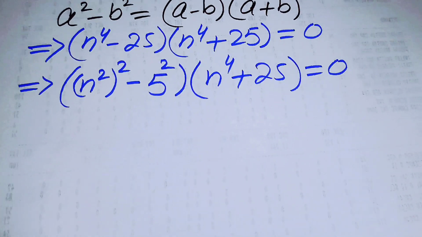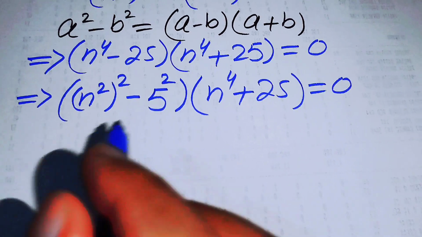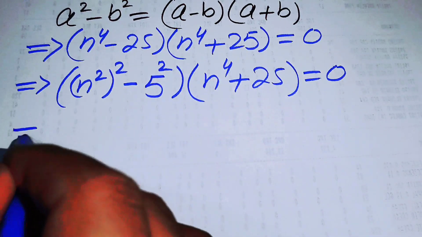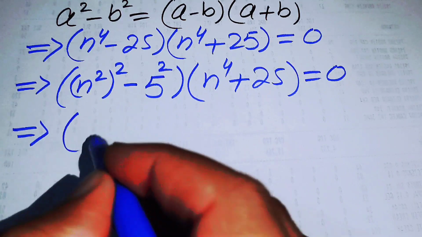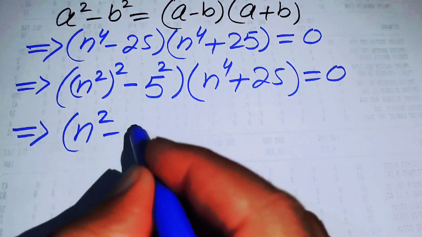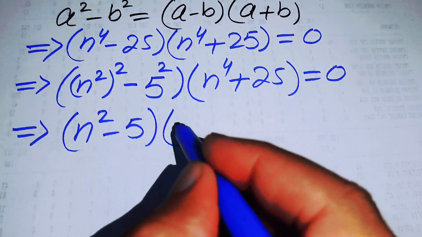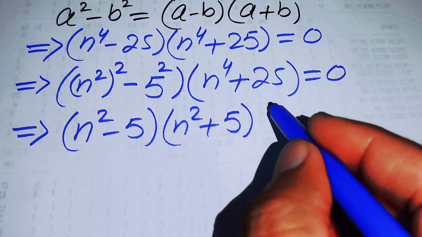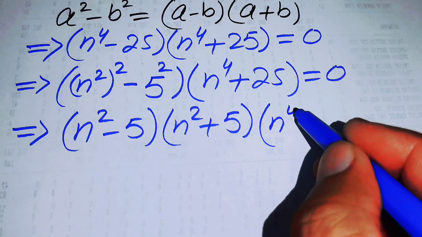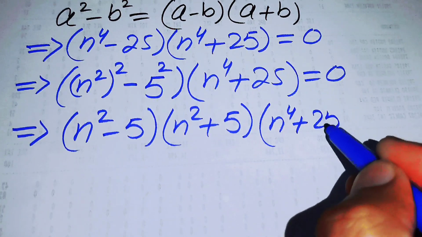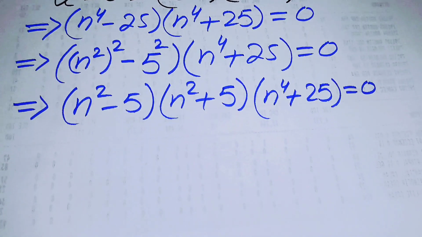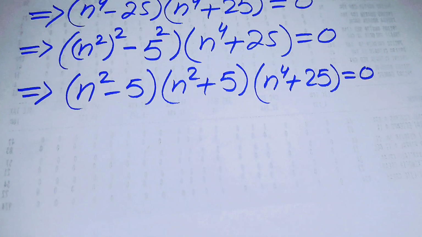And now in the next step we will again use this nice identity, so that this expression becomes n squared minus 5 times n squared plus 5 times n to the power of 4 plus 25, and this whole equation is equal to 0. So here we have three cases.